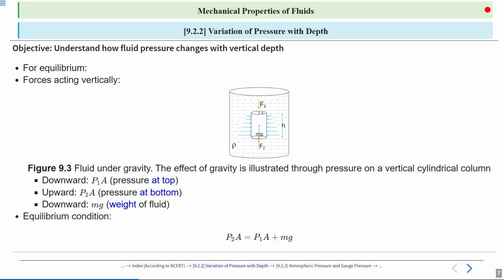So we arrive at the equilibrium condition. P2A is equal to P1A plus mg. Alright, and this equation shows how the pressure at the bottom is equal to the pressure at the top plus the weight of the fluid. We also have a downward force mg that is due to the weight of the fluid.